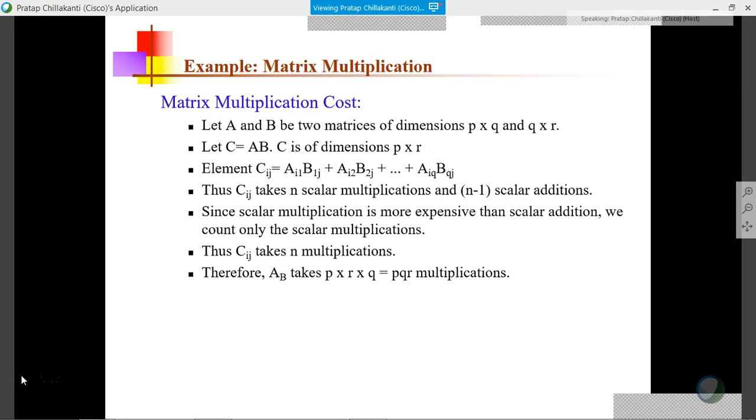So when you look at AB, P times R times Q, that takes PQR multiplications. So we actually derive that. Sample and see if that property holds true. Okay, it does.